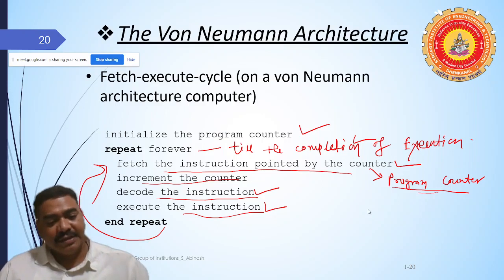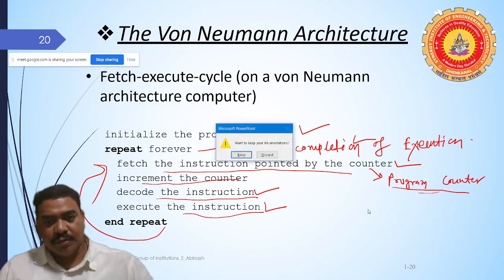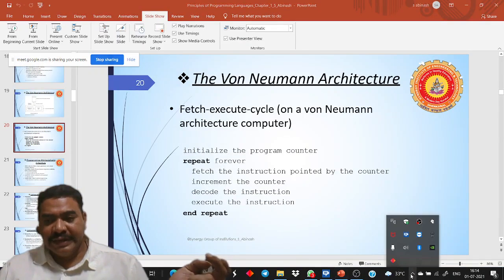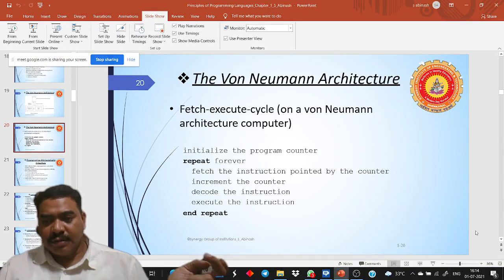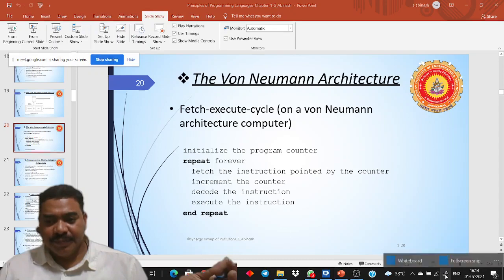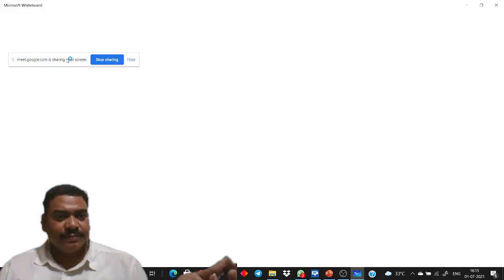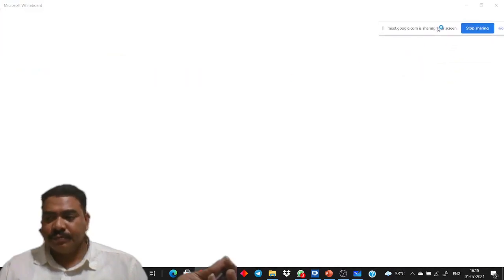So let's discuss that. What is a program counter? I hope most of you don't know what this program counter is, so we require a detailed discussion on this. It will store the instruction's address, the next instruction's address. It will store the address of the instruction to be executed next. Right. So let's discuss. The whiteboard is visible to all of you. Yes, sir.